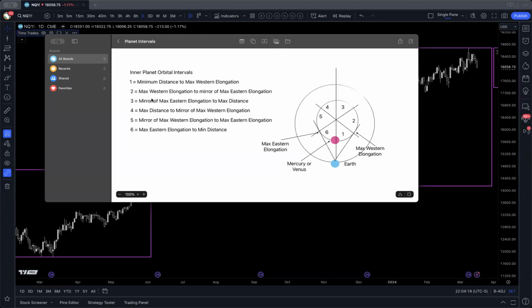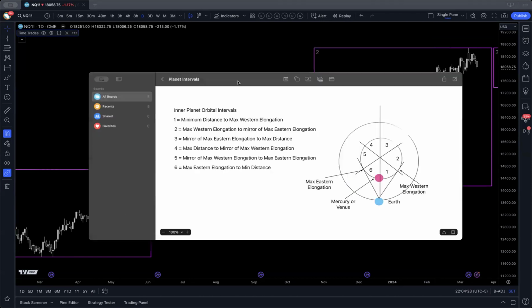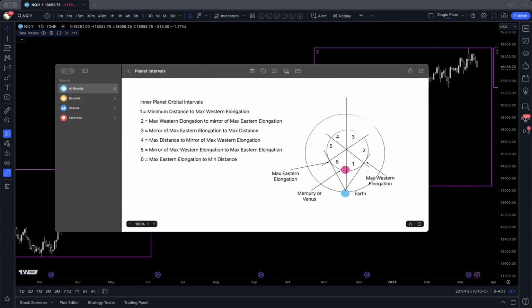Okay, so we're looking at the explanation of what these interval numbers are and what they mean. So you should see a chart here that shows numbers 1 through 6, and it really has to do with the relationship between Earth and an inner planet like Mercury or Venus. In this case, we're using Venus. So the cycle counting, the interval counts, start with what's called an inferior conjunction. This is where Venus is right between Earth and the Sun.